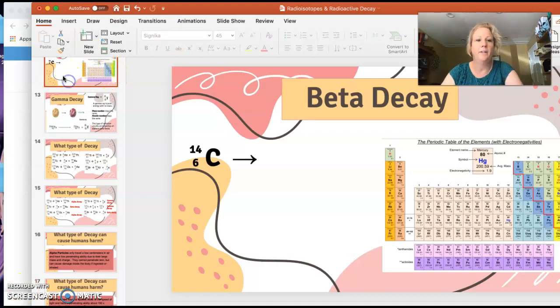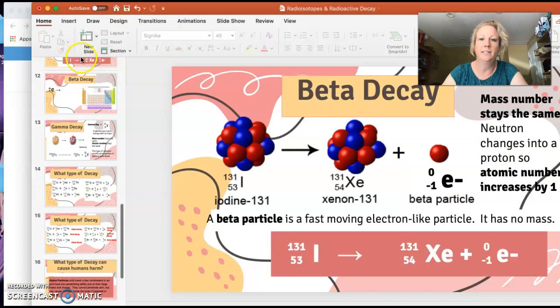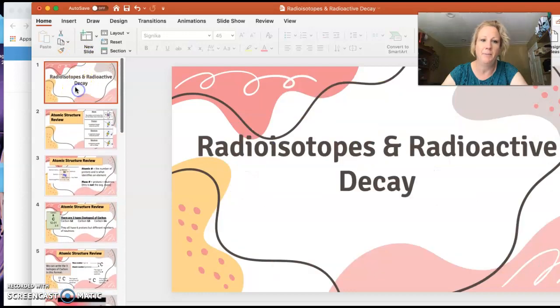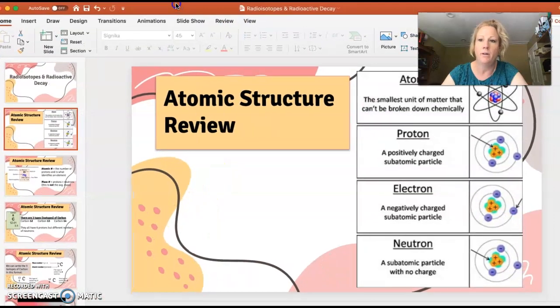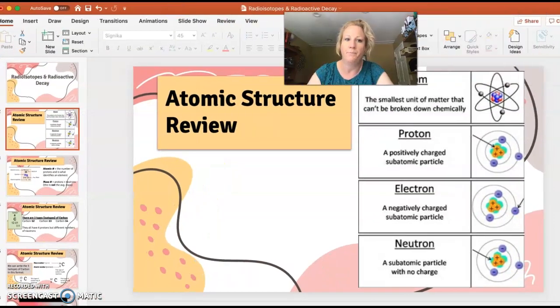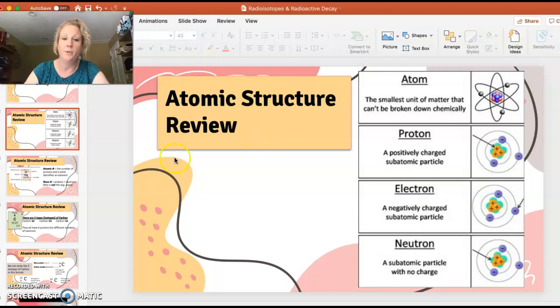Hi, this is a video on radioisotopes and types of radioactive decay. So before we can really talk about all of these different types of nuclear reactions, in which the nucleus itself actually changes, which doesn't happen in a normal chemical reaction.